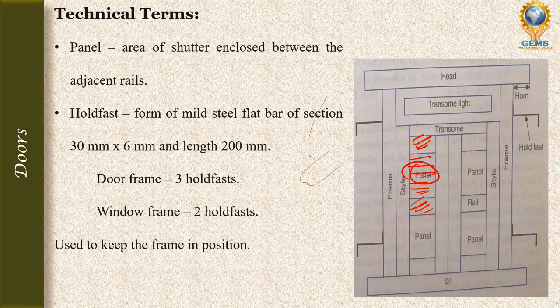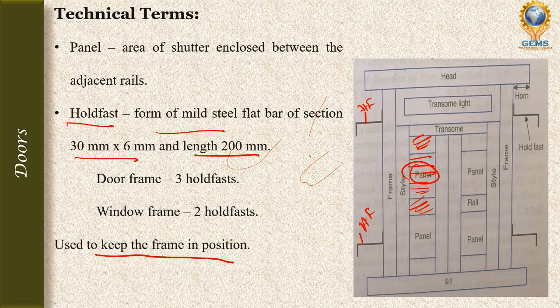Next is hold fast. This is generally in the form of a mild steel flat bar of section 30 mm by 6 mm and of length 200 mm. So these are the hold fasts. Why do we need the hold fast? It is used to keep the frame in position. So we will use the hold fast.